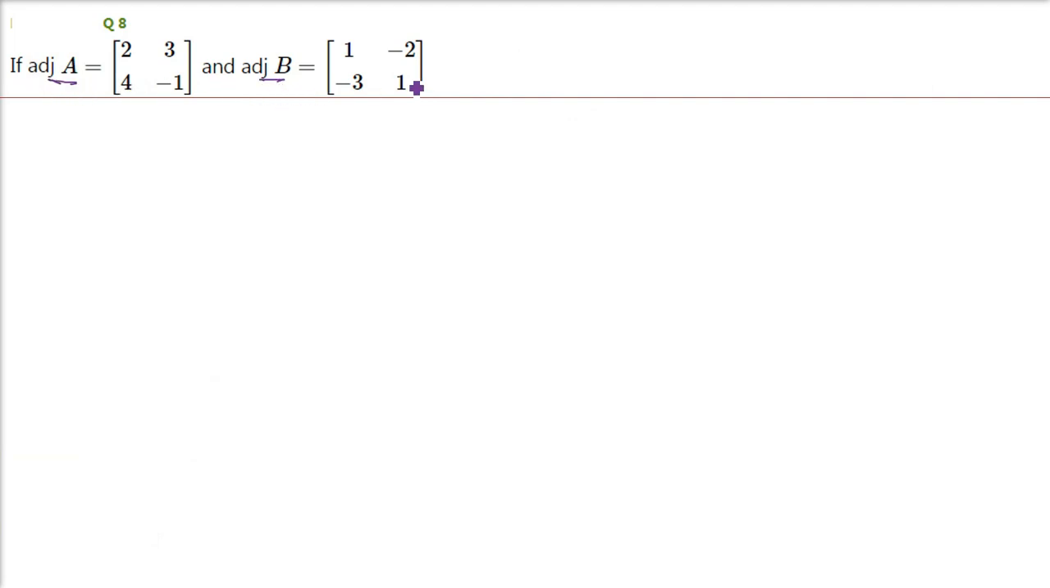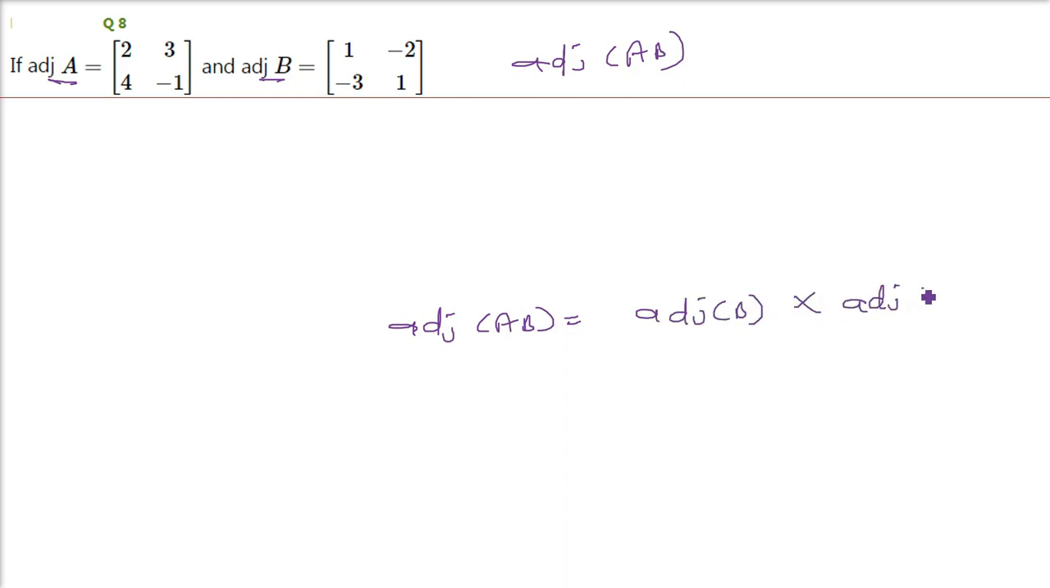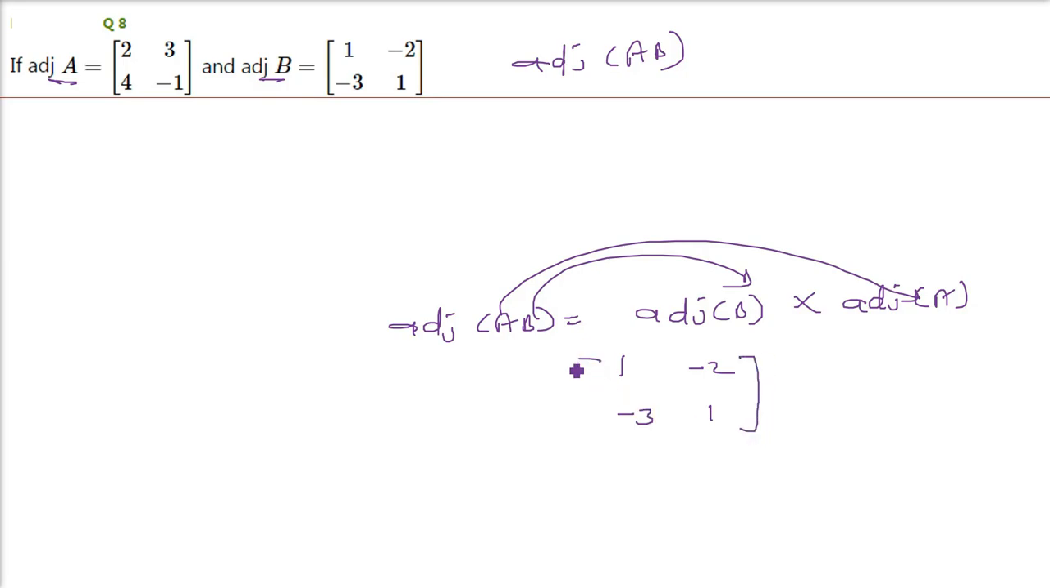Now adjoint A and adjoint B are given. We have to find out adjoint of AB. So adjoint of AB, the expression is like this. Adjoint of AB is nothing but adjoint of B multiplied by adjoint of A. Please remember this. So B will come first and then comes the adjoint of A. Okay, so adjoint of B is given 1, minus 2, minus 3, 1. Adjoint of A is 2, 3, 4, minus 1.